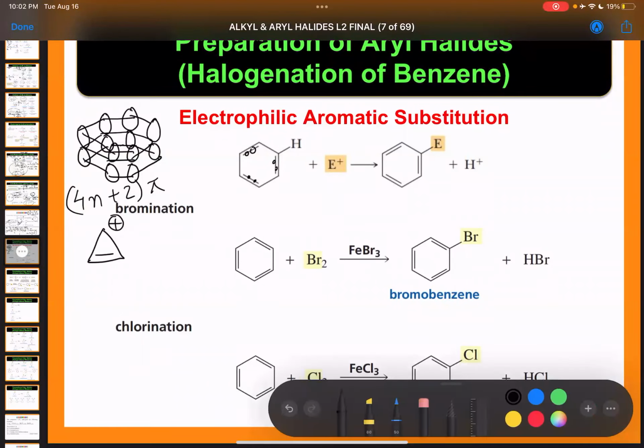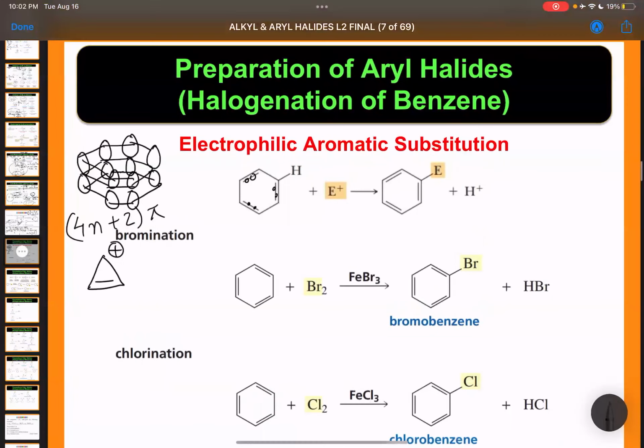So first of all, we are studying aromatic halides or aryl halides, meaning the halogen atom is directly connected to the benzene ring. There are many other aromatic groups also, but benzene is the most common. That's why we are studying benzene halides, the preparation of benzene halides. So how do we need to do it?